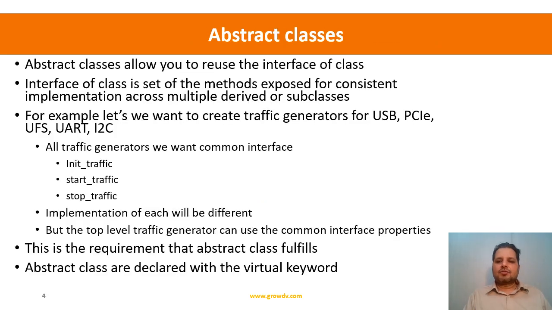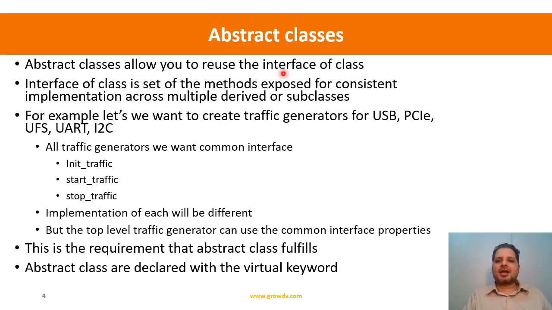So using this virtual keyword, we can construct abstract classes. So before we construct, let's understand what is the concept of abstract class. An abstract class allows you to reuse the interface of a class. So what is the interface of a class? Interface of a class is the set of methods and properties that it is exposing publicly. Okay, we have seen it, right? So we can use the concept of data hiding and encapsulation to protect what the external world sees this particular class or object as, right?